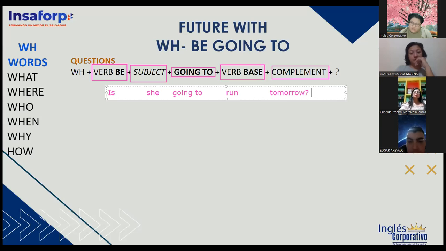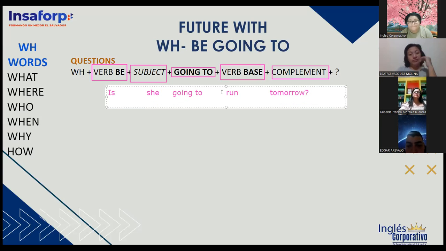Is she going to run tomorrow in Spanish? ¿Cómo diría en español? Is she going to run tomorrow? Es ella, creo. ¿Correrá ella mañana? Exactly. ¿Correrá o correrá ella mañana? Entonces, si yo hago esa pregunta, puedo tener dos respuestas.